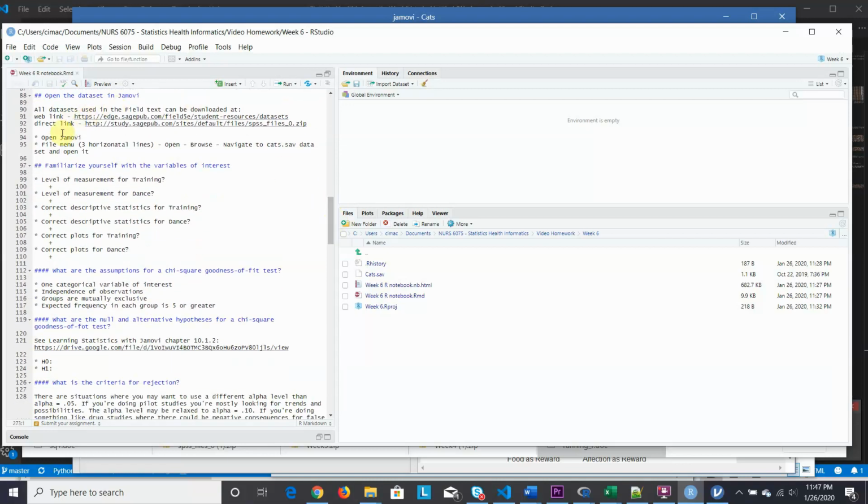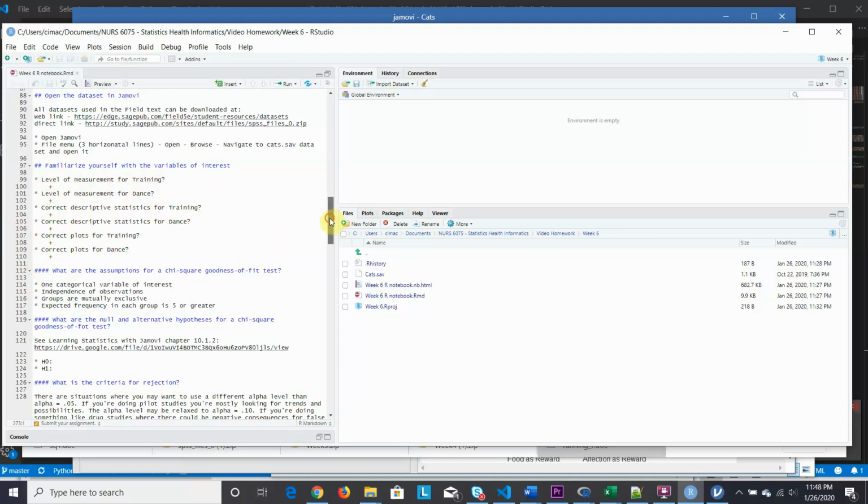So I already opened my data set, but there are instructions here about how to open up the data set. What's the level of measurement for training? What's the level of measurement for dance? You guys can answer those. What's the correct descriptive statistics for training and for dance? And what are the correct plots for training and dance? You guys should know enough at this point to answer those questions.